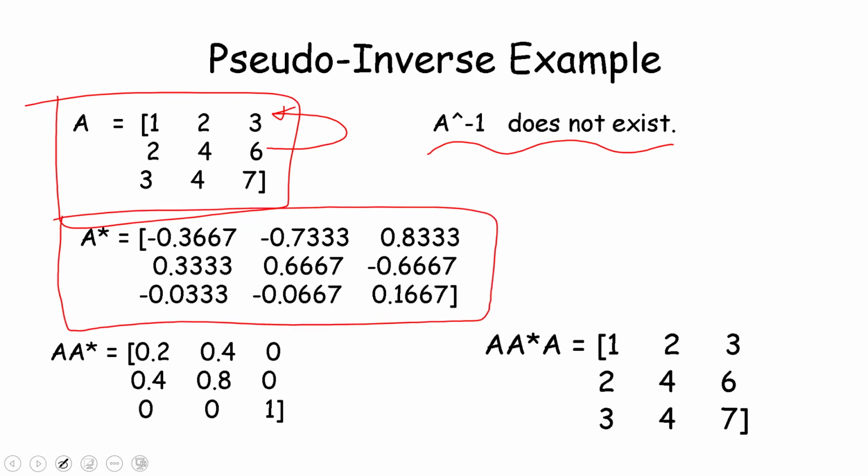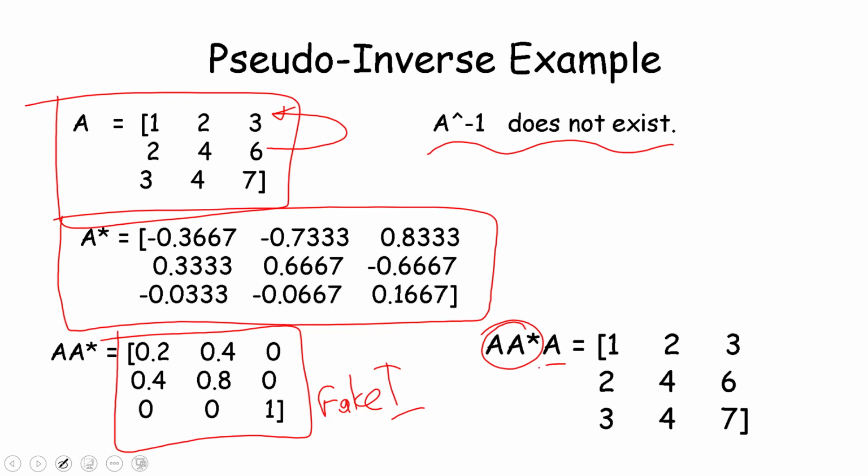When we multiply A with its pseudo-inverse, we get a resulting matrix that is not really an identity matrix, but it will act like an identity matrix. So let me call this one a fake identity matrix. When we take this fake identity matrix and multiply it back with A, it has no effect in the multiplication. It will give us A back. So it is as if we multiplied 1 with A, or the identity matrix with A.